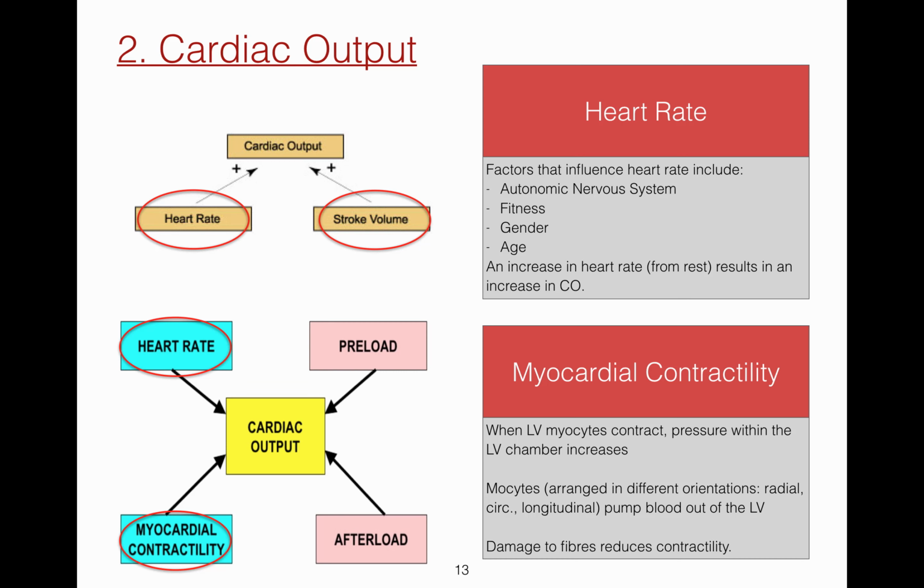Firstly, myocardial contractility. It influences stroke volume. When LV myocytes contract, pressure within the LV chamber increases. The myocytes, which are arranged in different orientations, work to pump the blood from the LV. Obviously, damage to myocytes reduces their contractility and reduces the stroke volume.